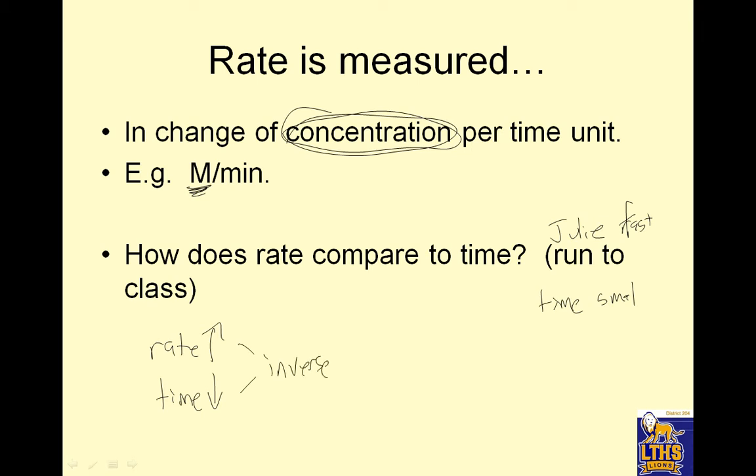What if I go very, very slowly? Nicole is always the last one done with the lab. Nicole, rate low. That means the time is big. Again, it's inversely related.